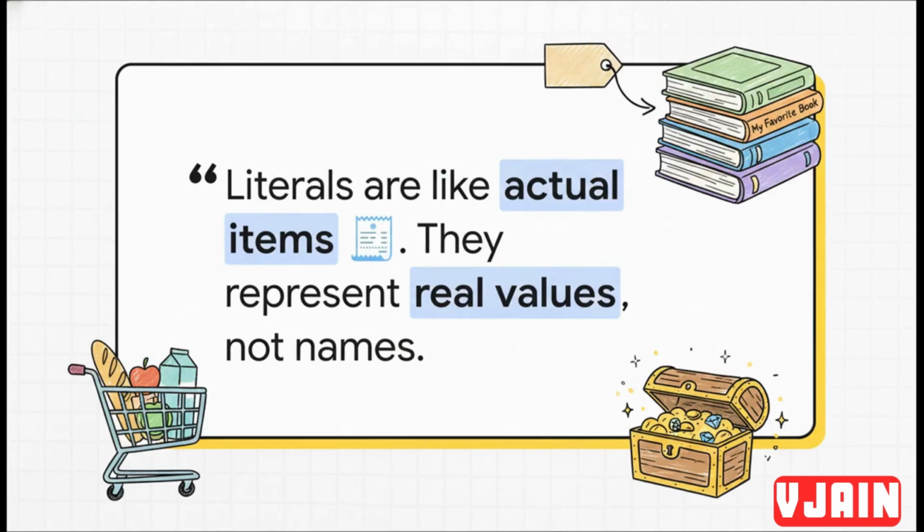So let's nail this down. The identifier is the label, maybe my favorite book. The literal is the actual tangible book inside that box. Getting this difference, the label versus the thing, is honestly a game changer for understanding how data actually works in your code.